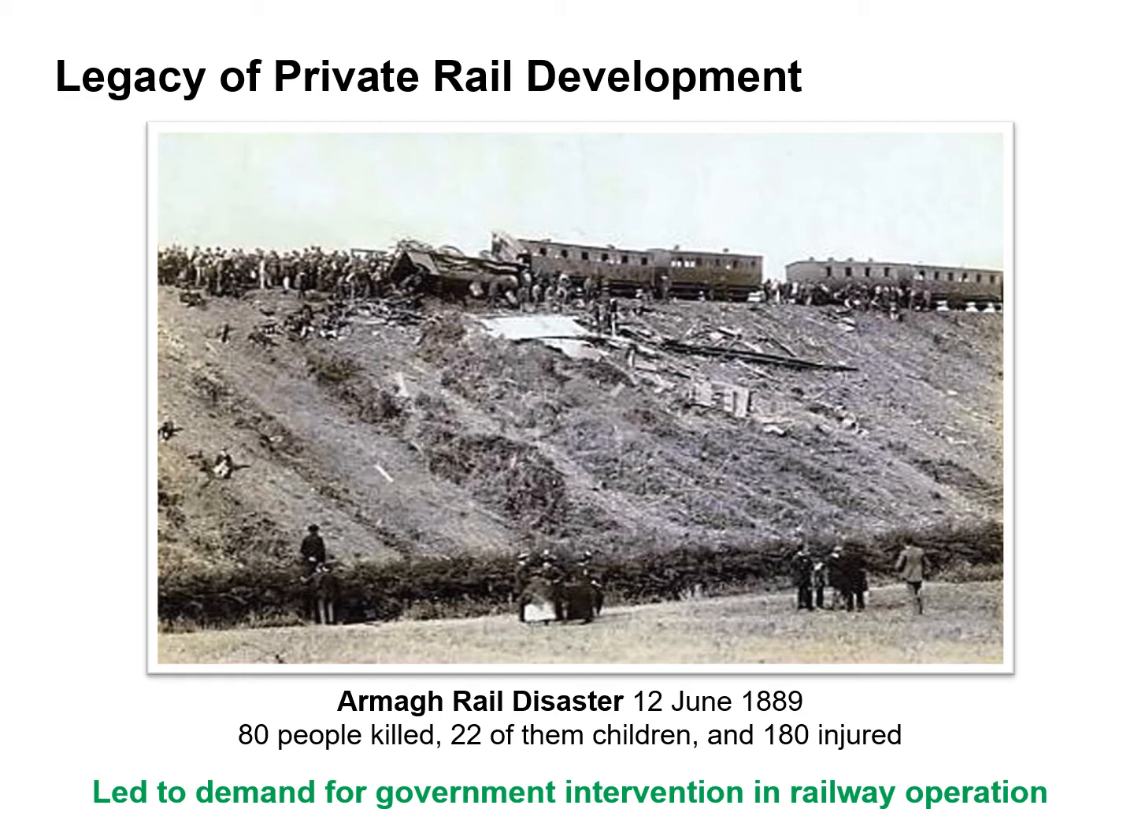So the Armagh rail disaster occurred on the 12th of June 1889, and we've talked about this previously. This was the greatest rail disaster in Europe until then, and still ranks historically as by far the worst in Ireland and the fourth worst in the UK. So this led to a demand for government to intervene in railway operation.